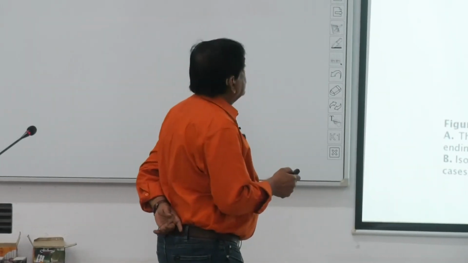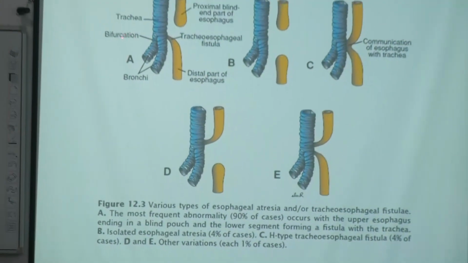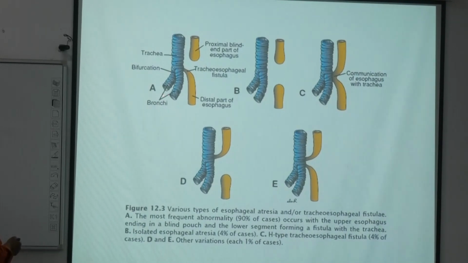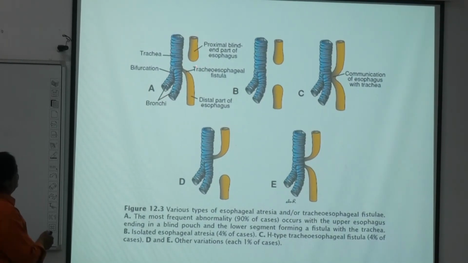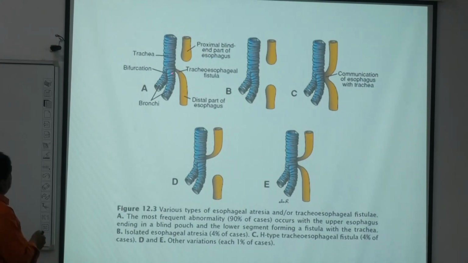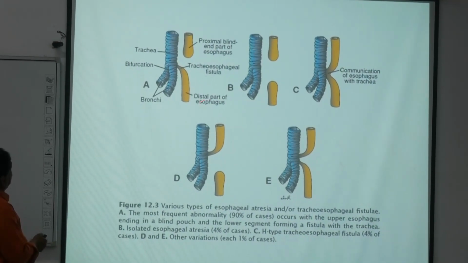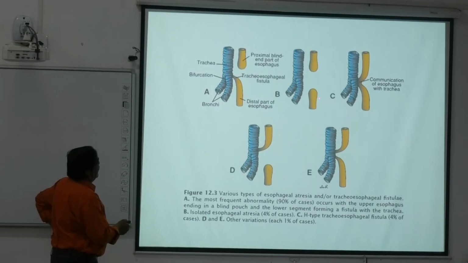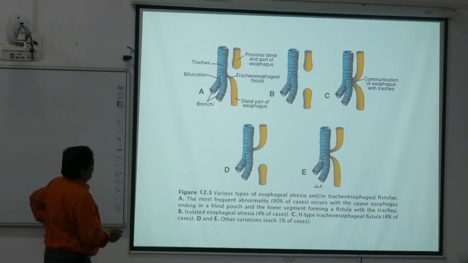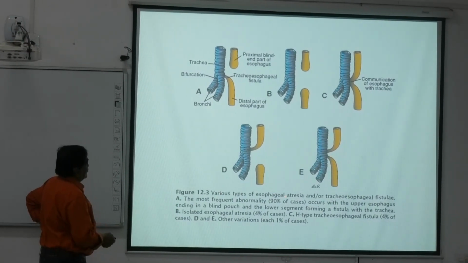Now, this is the trachea, bifurcation, bronchi, and see the proximal blind end of the esophagus. Now, the tracheoesophageal fistula, distal part of the esophagus. Now, the different varieties, various types of esophageal atresia and or tracheoesophageal fistula. A, the most frequent abnormality, 90% of cases, occurs with the upper esophagus ending in a blind pouch. Here, this is a blind pouch, and the lower segment forming a fistula with the trachea.